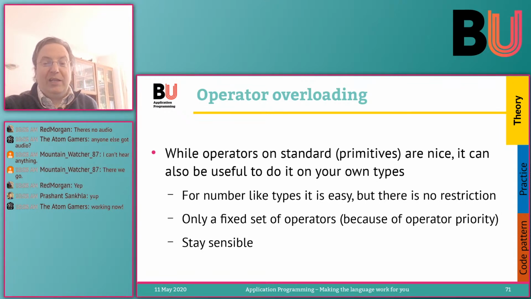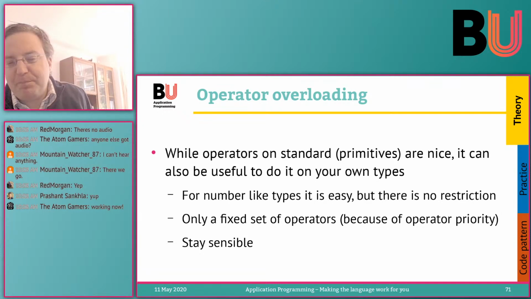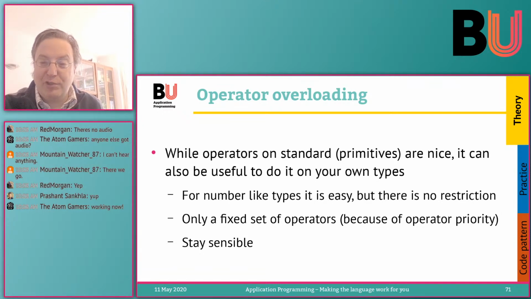And addition on a string might actually mean that you're concatenating two strings rather than doing math on the individual characters and doing some really weird stuff. And you can define your own types as well. In Kotlin, you can only do it on a fixed set of operators, in particular because most languages, including Kotlin, implement operator priority, so that multiplication goes over addition and stuff like that.